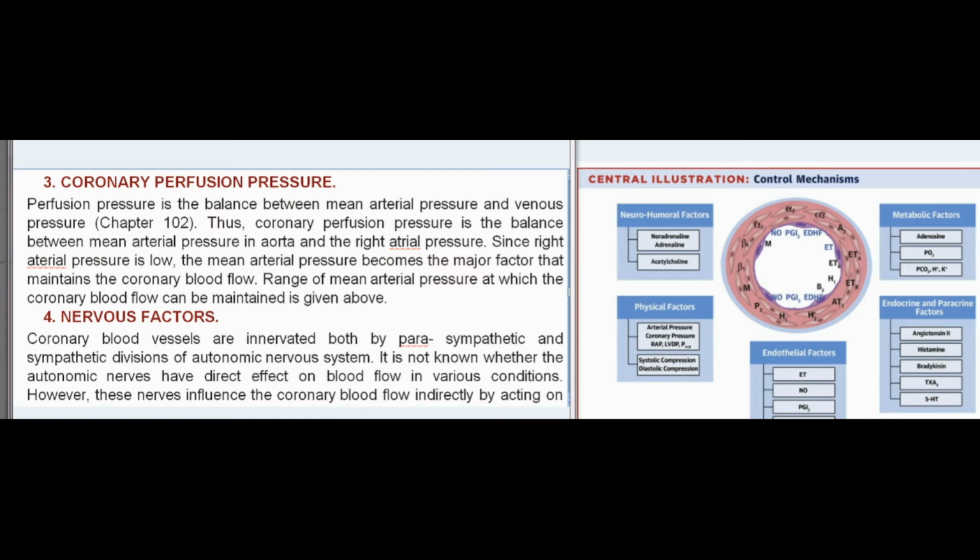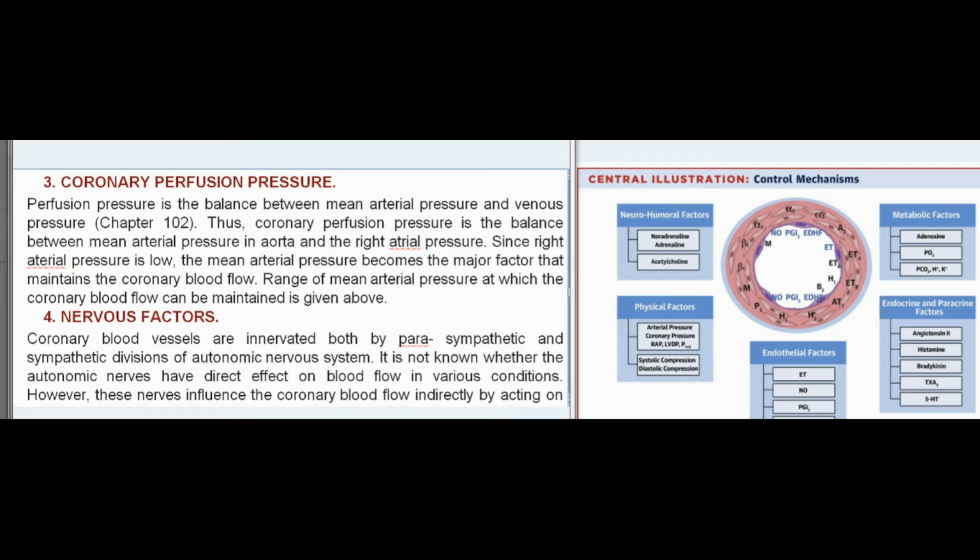3. Coronary perfusion pressure. Perfusion pressure is the balance between mean arterial pressure and venous pressure, Chapter 102. Thus, coronary perfusion pressure is the balance between mean arterial pressure in aorta and the right atrial pressure. Since right atrial pressure is low, the mean arterial pressure becomes the major factor that maintains the coronary blood flow. Range of mean arterial pressure at which the coronary blood flow can be maintained is given above.